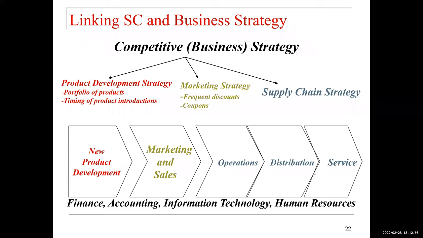Marketing strategy goes together with that, right? You're bringing a new product, and you want to make sure people understand the new product's features and so on. And then there's the supply chain: when are you going to deliver the product, when will it be available, and so on. So we have new product development and engineering, marketing and sales, finance, and then operations, distribution, and service. This is where supply chain strategy, or supply chain management, is important.